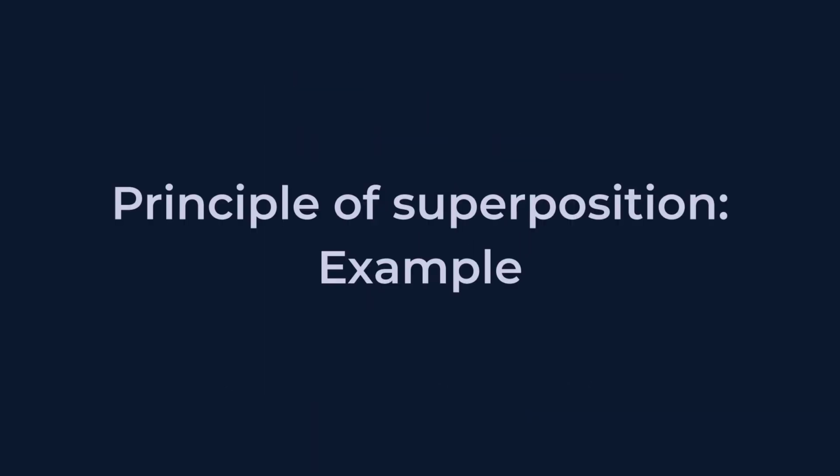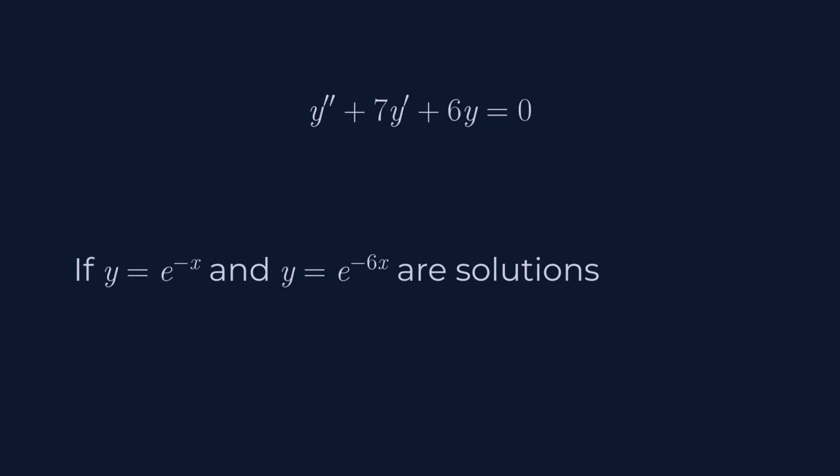Let's have a look at a particular example. Suppose we have an equation like this, which is a second-order differential equation. Imagine that through some process, we obtain two different solutions. y is equal to e to the power of minus x, and y is equal to e to the power of minus 6x. Because this equation is linear and homogeneous, we can apply the principle of superposition to combine those two solutions. What we can say is that the linear combination of those two solutions is also a solution. And if you want, you can plug this into the equation to verify that it satisfies the equality.